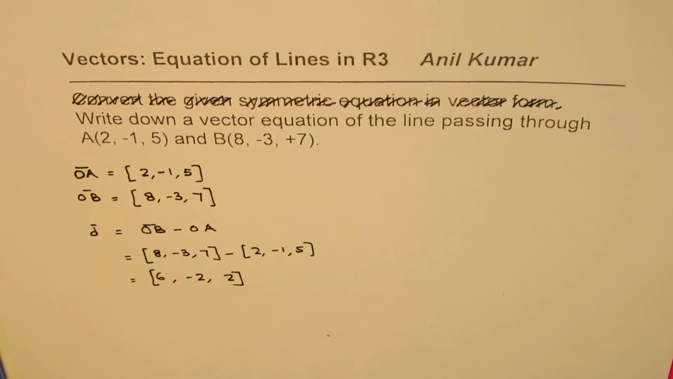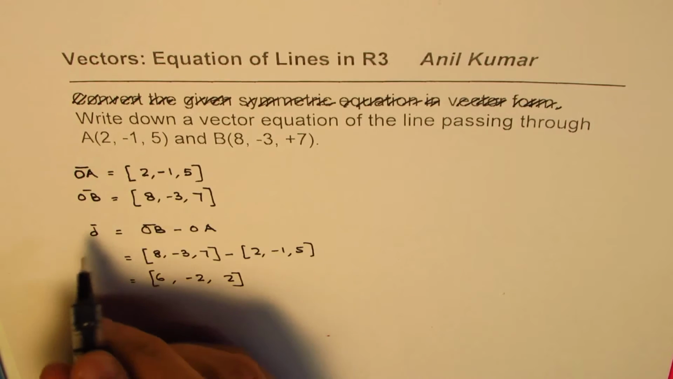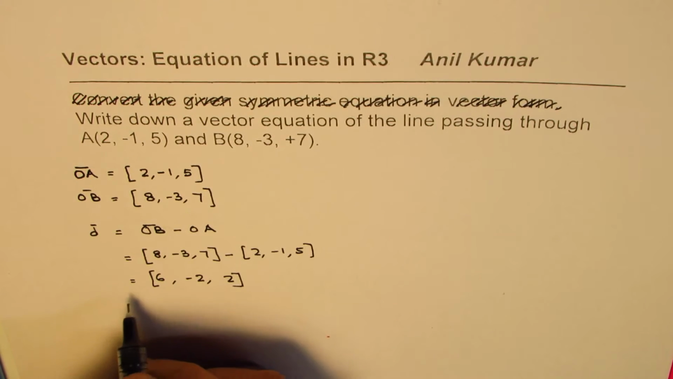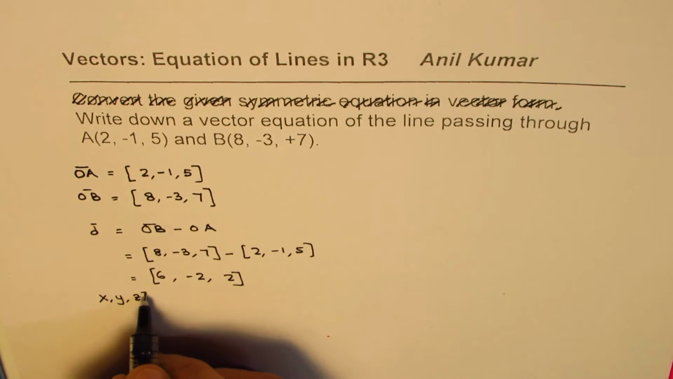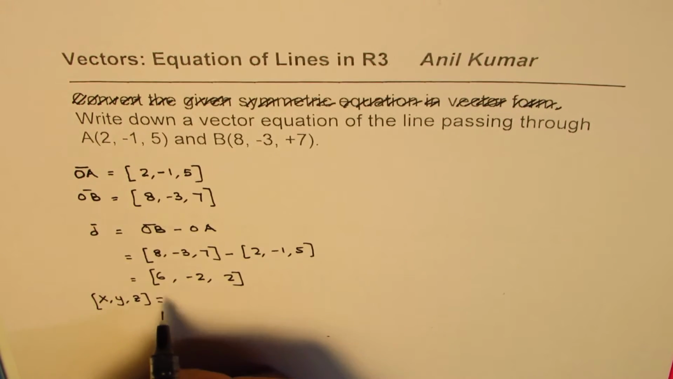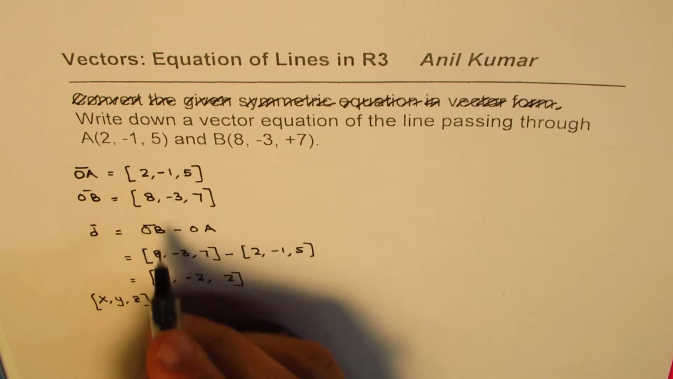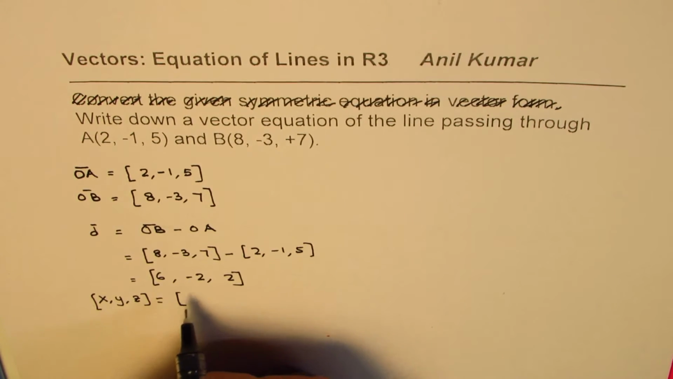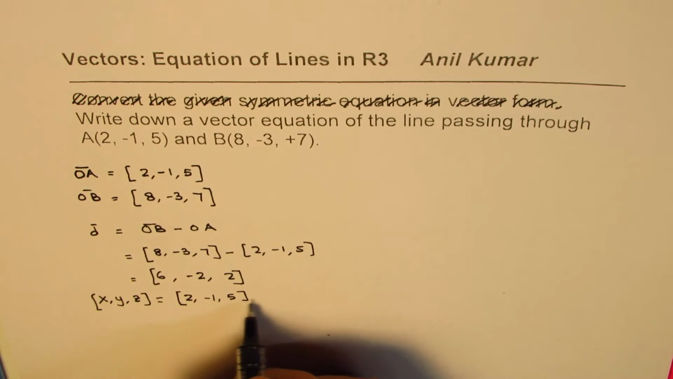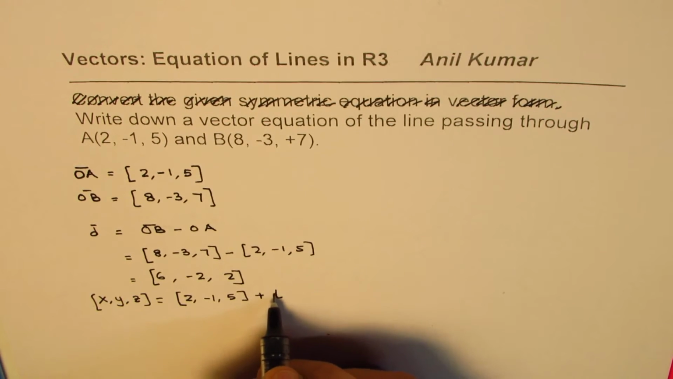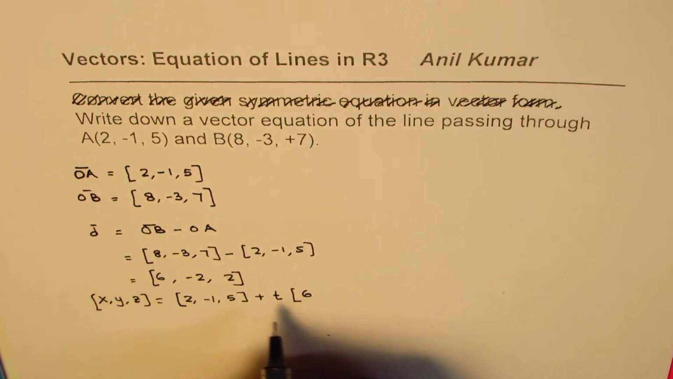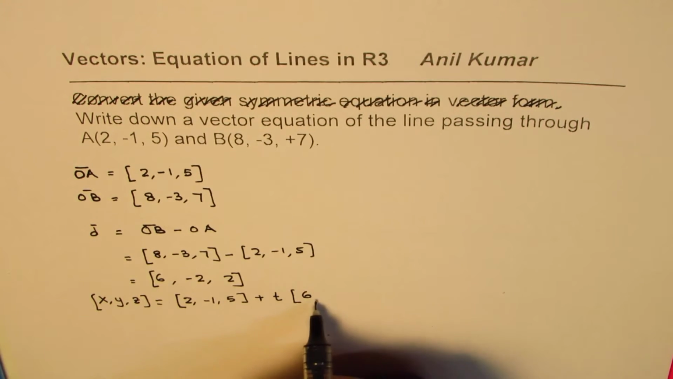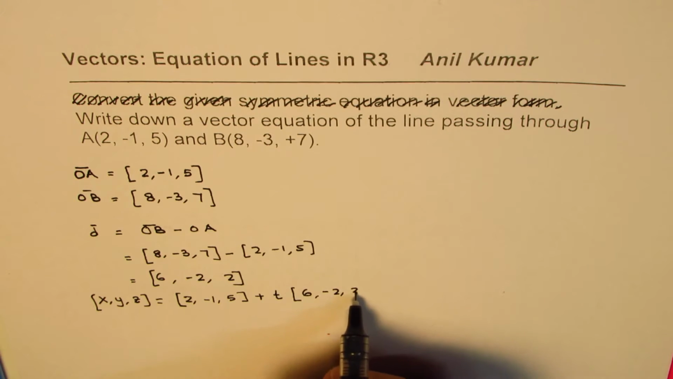So that becomes the direction vector, and so you can write this equation as (x, y, z) equals, we can take any one of these points. Let's take A as the initial point, which will be (2, -1, 5) plus the parameter t times the direction, which is (6, -2, 2).